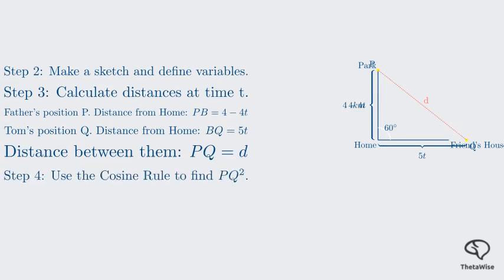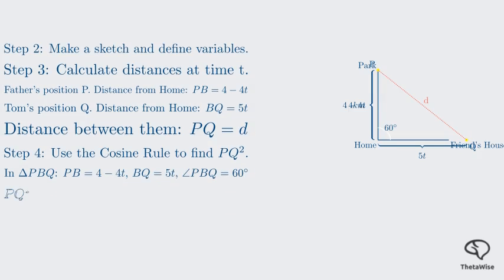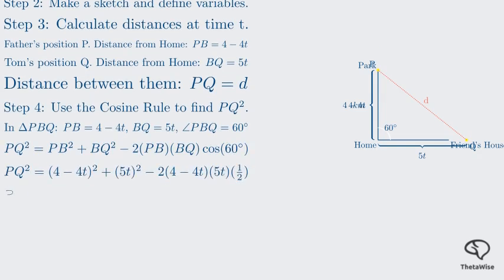We now have a triangle PBQ. We know two sides. PB equals 4 minus 4T and BQ equals 5T, and the included angle 60 degrees. We can find the length of the third side, PQ, using the cosine rule. The cosine rule gives us PQ squared equals PB squared plus BQ squared minus 2 times PB times BQ times the cosine of 60 degrees. The cosine of 60 is 1/2.